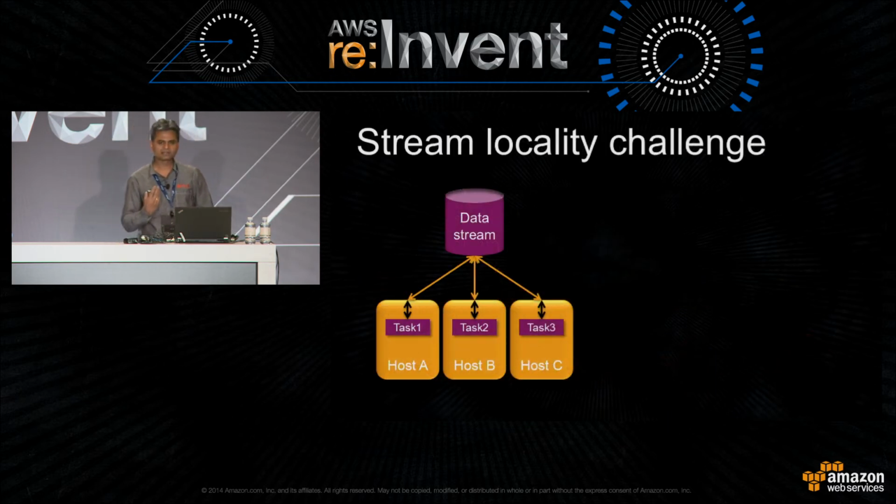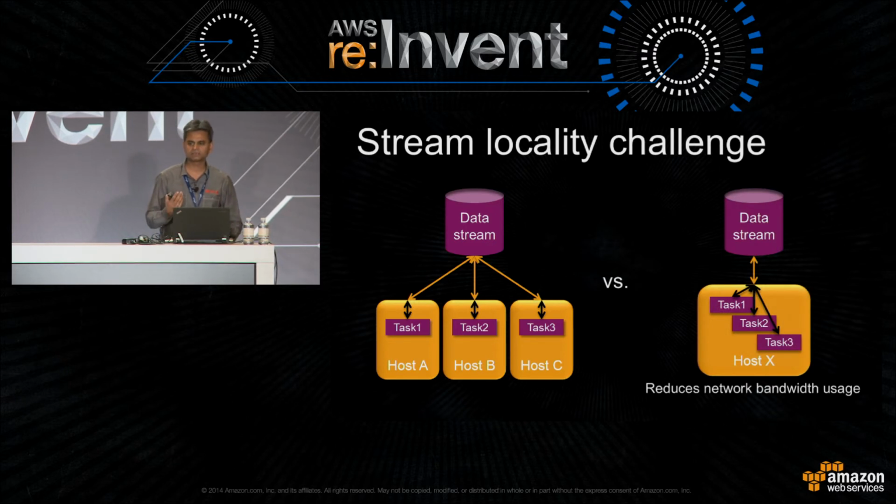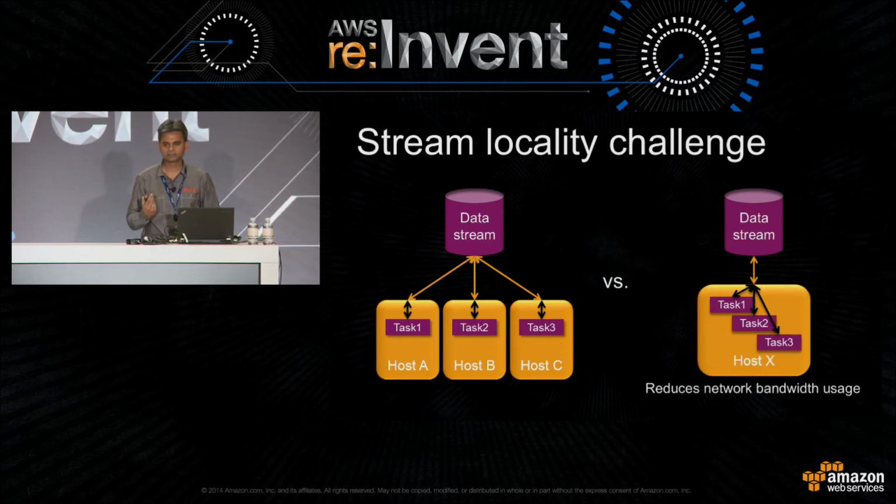So suppose I have a data stream coming in, and I have 3 tasks running on 3 different machines. So I now have 3 network connections streaming the same data. Instead, if I had placed those 3 jobs on the same machine, I have 1 network connection that is getting used for the same amount of data. So therefore, reduced network bandwidth, and therefore the ability to scale up much larger.